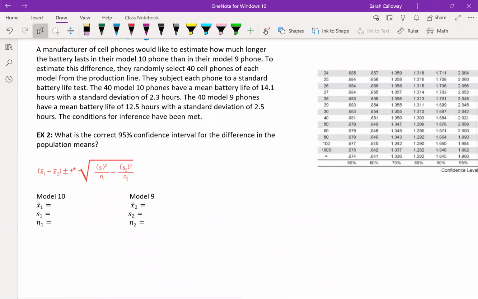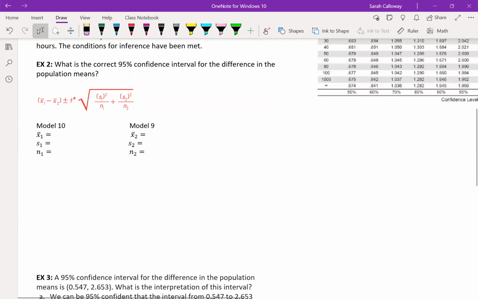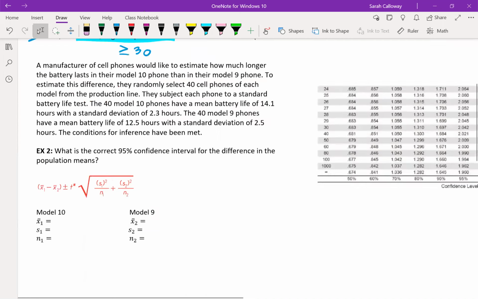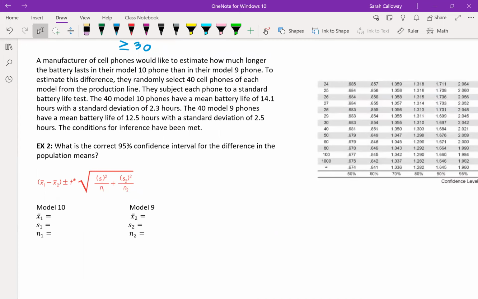Okay, so then examples 2 and 3, we're going to go through a process given the same situation where we're going to find a 95% confidence interval, and then we're going to interpret the confidence interval. And so that's all of the different contexts that we'll see. A manufacturer of cell phones would like to estimate how much longer the battery lasts on their Model 10 phone than their Model 9 phone.